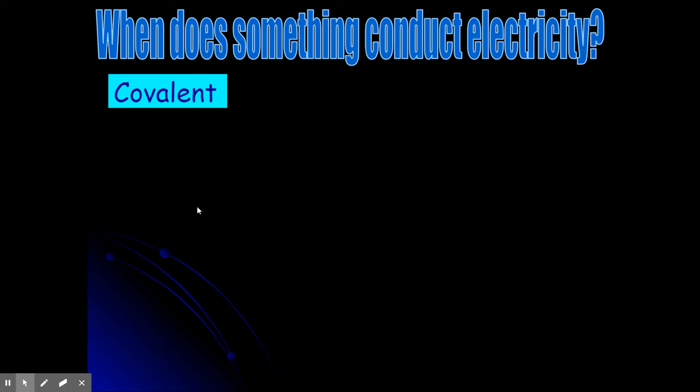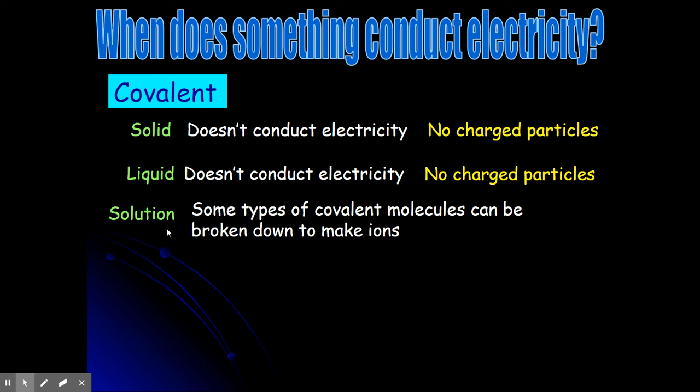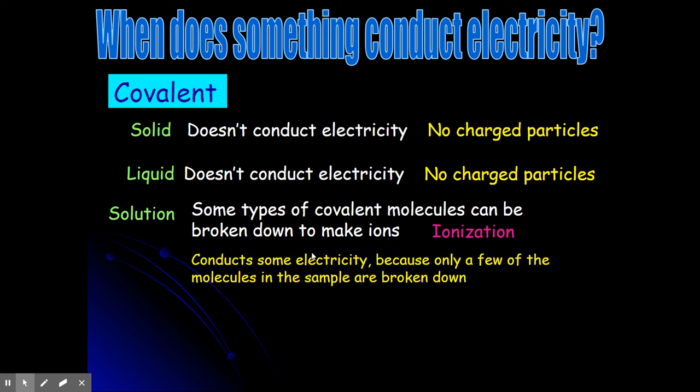Covalent compounds, generally speaking, can never conduct electricity. They don't have ions and they don't have electrons that can move around. So they don't have any of the criteria to be able to conduct electricity. As a solid, they won't conduct electricity because they have no charged particles. As a liquid, they won't conduct because they have no charged particles. In solution, for our level of chemistry, they won't conduct electricity. But there are two types of organic compounds we'll talk about during organic chemistry that can conduct electricity because they do form ions. But for right now, covalents do not conduct electricity.